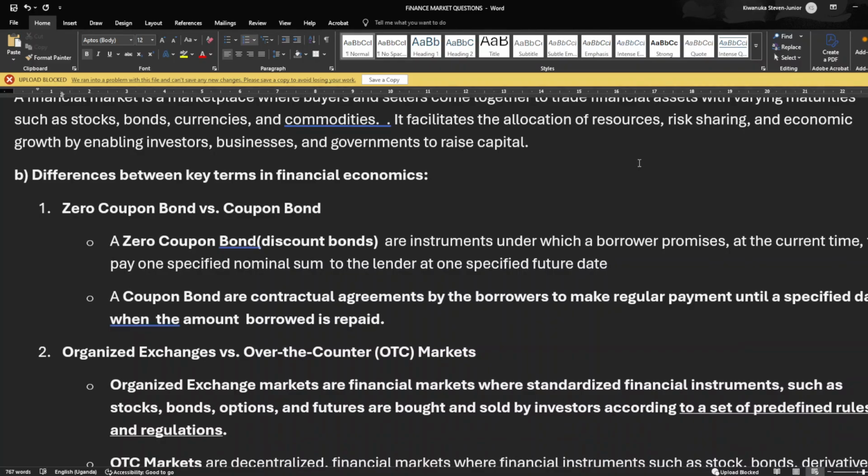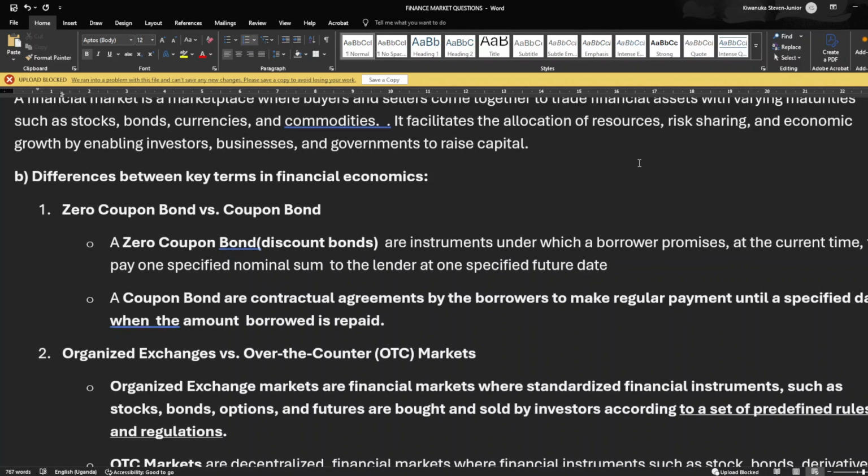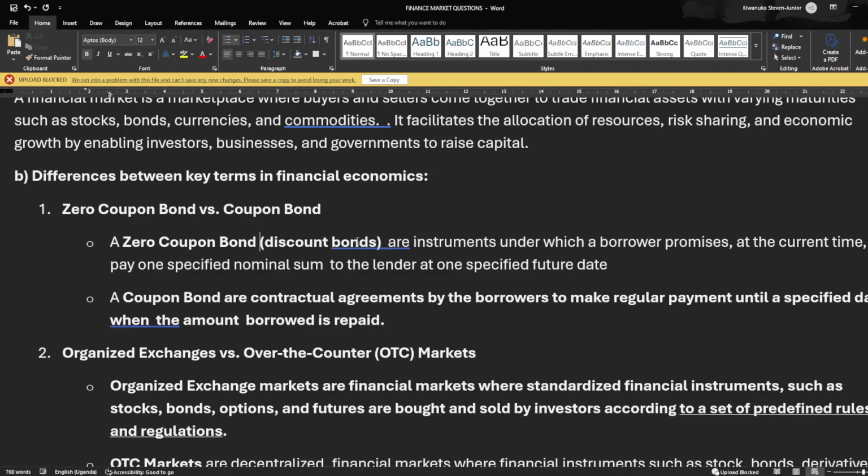Differences between key terms in financial economics: a zero coupon bond versus a coupon bond. We see that a zero coupon bond, which is also known as a discount bond, is an instrument under which a borrower promises at a current time to pay one specified nominal sum to the lender at a specified future date.